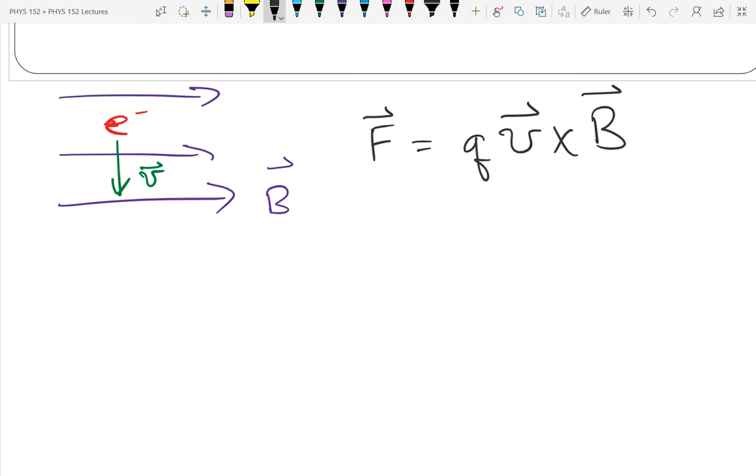But then it's got a negative charge. So it's negative in that direction, hence it's that direction.